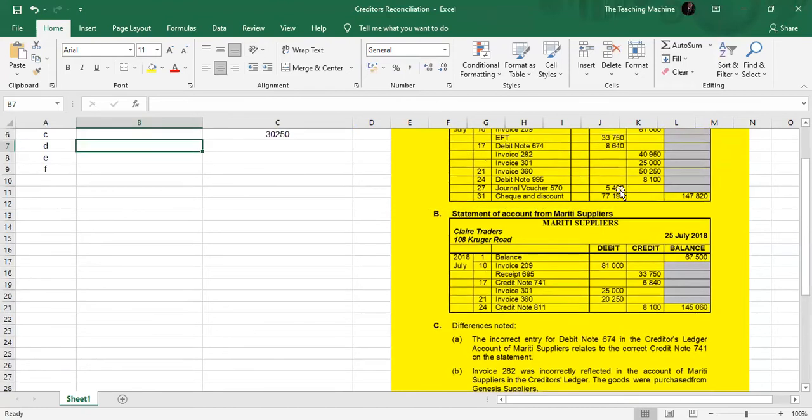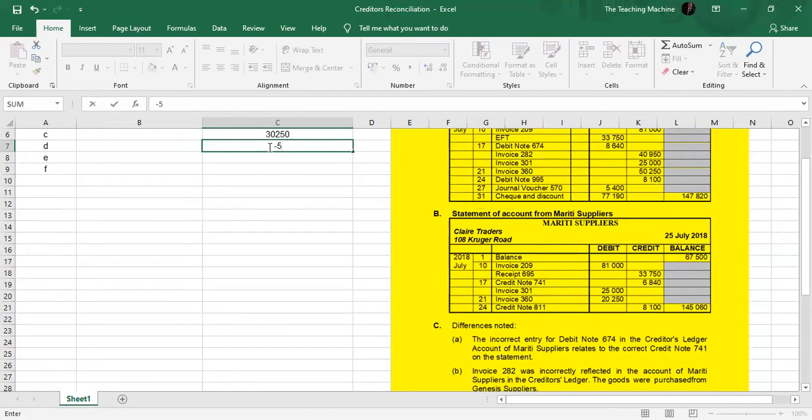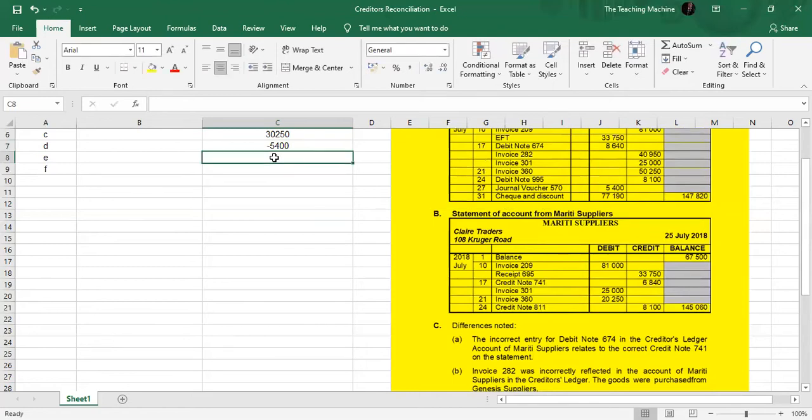So now, instead of recording this 5,400 as the money that is owed to us, we're gonna offset this against their statement. So we're gonna minus because they are owing us 5,400. They took goods on credit from us.